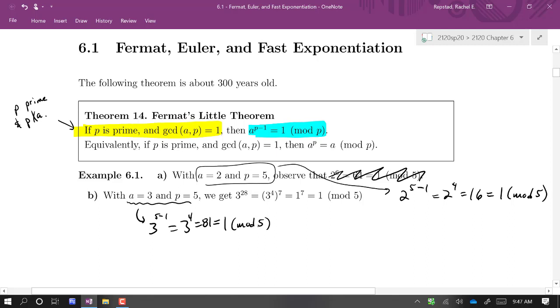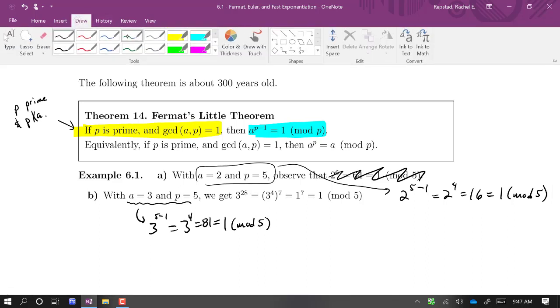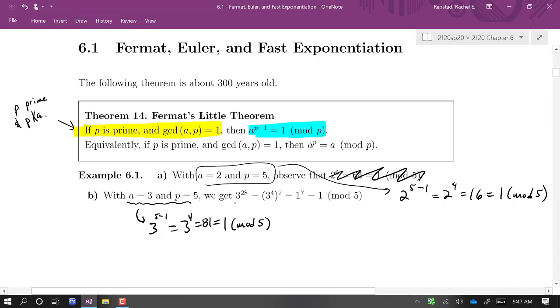Now we can use that result to get another result, and that's this one that we see right here. So 3 raised to the 28th power. 28 is a multiple of 4, right? That's how I'm actually going to use this. 28 is 4 times 7, so I'm going to rewrite this as 3 to the 4 times 7.